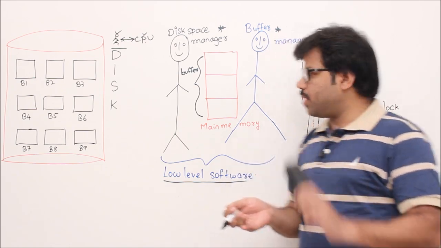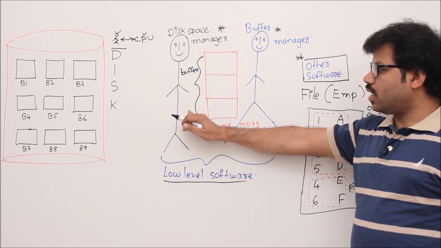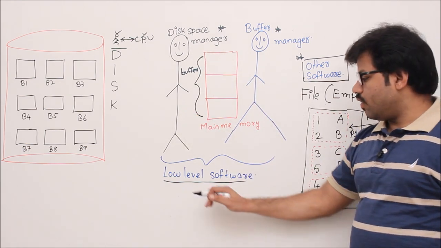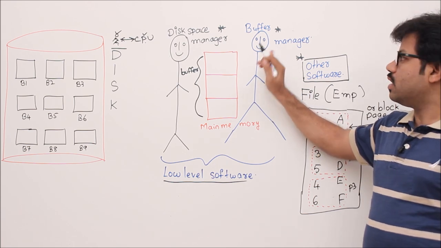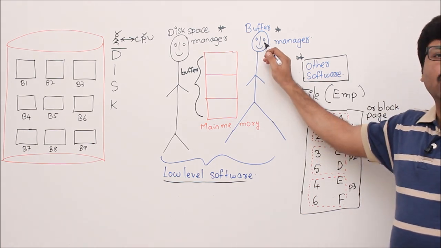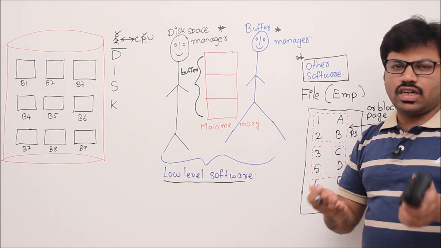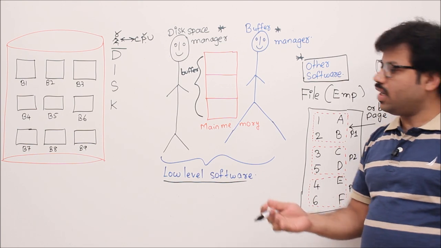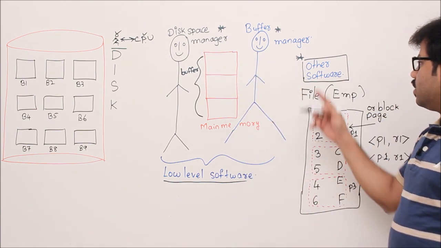In the software perspective, what are the things we have? One is the disk space manager, which is part of the DBMS, especially low level software, and the buffer manager. This is one more module. We will see the purpose of this buffer manager. Usually whenever you have a lot of functionality, we divide the functionality into multiple parts and we call them layers, right? This is one layer, disk space manager. This is another layer, and some other software.